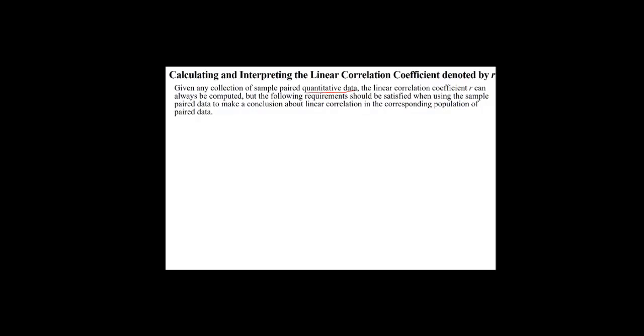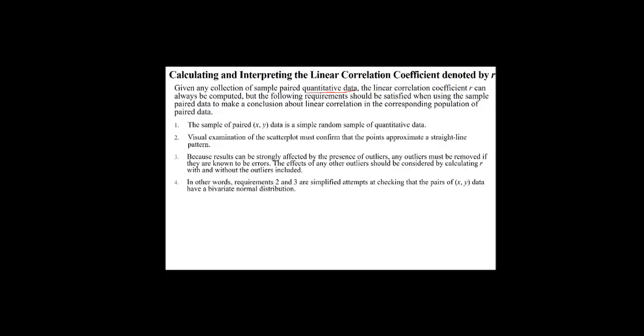The linear correlation coefficient R can always be computed, but the following requirements should be satisfied when using the sample paired data to make a conclusion about linear correlation in the corresponding population of the paired data. One, the sample of paired xy data is a simple random sample of quantitative data. Two, visual examination of the scatter plot must confirm that the points approximate a straight line pattern.